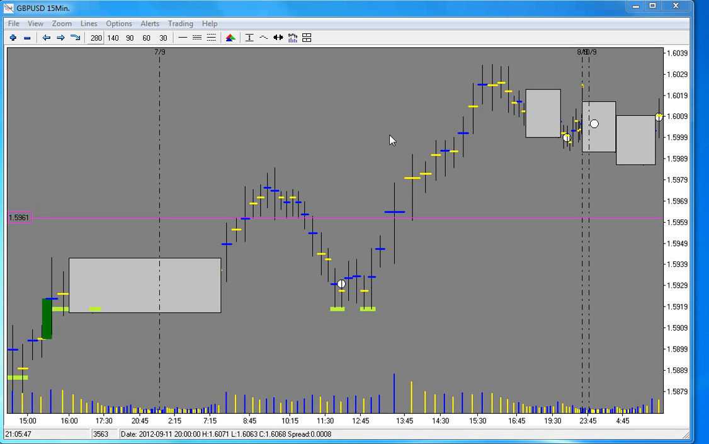Hey everyone, today is the 11th of September 2012. Another couple of trades to talk about. One was actually from Monday on the British pound US dollar. I purposely didn't post it last night just in case, as you'll see.